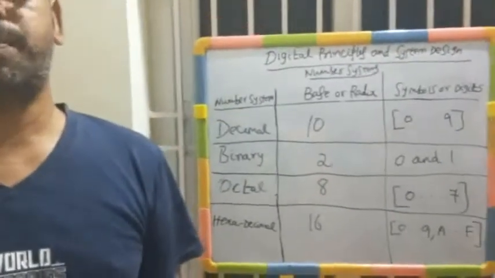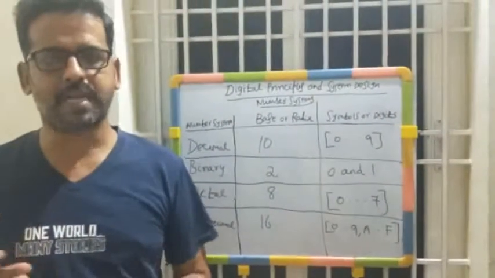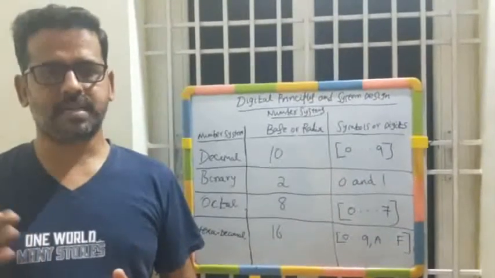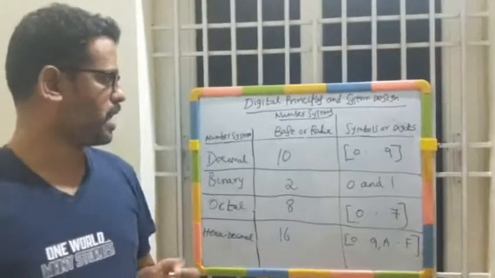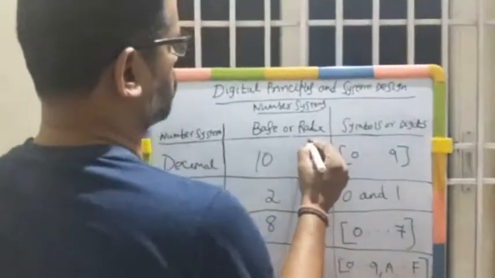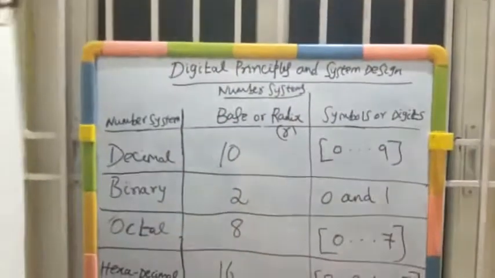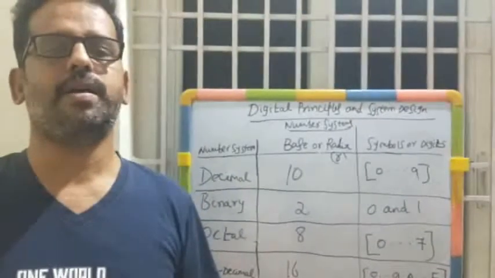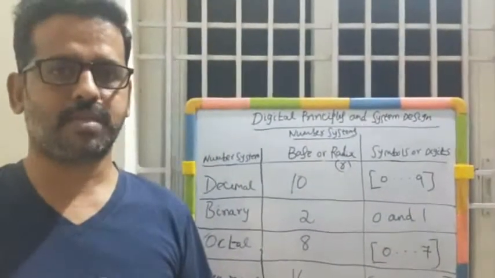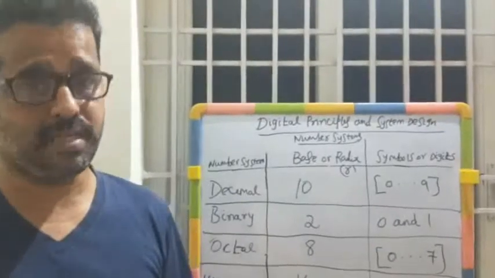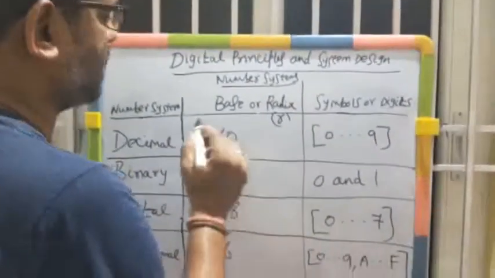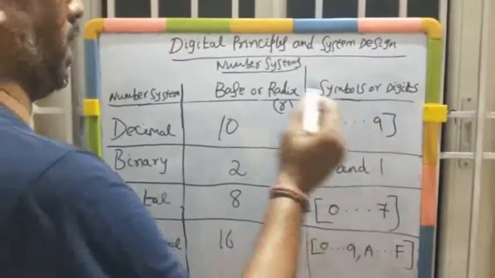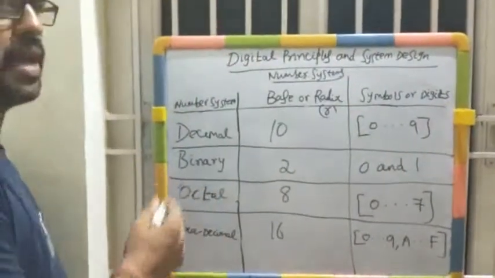First, we should know what we mean by base or radix. The base or radix of a given number system is the number of distinct symbols or digits it uses. As I already told you, radix is represented by small r. For example, the radix is 10 for the decimal number system, so 10 distinct symbols, that is 0 to 9. Similarly, you can apply it to the other number systems.